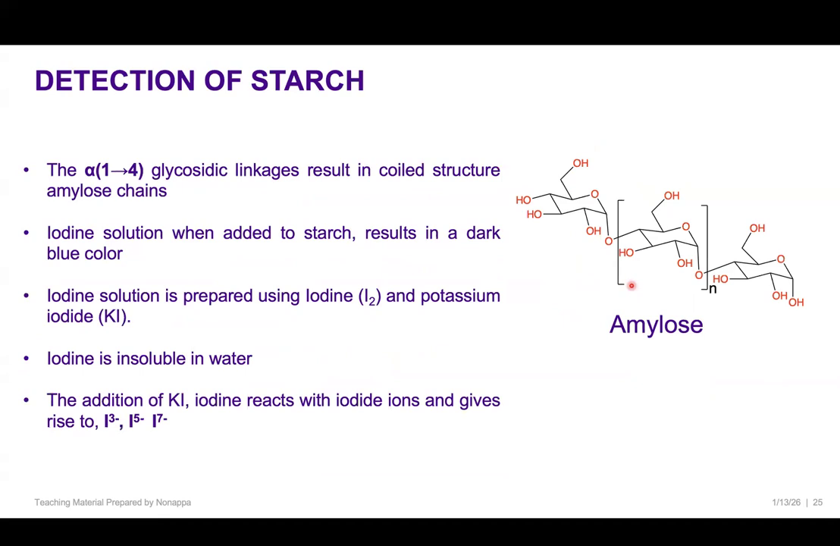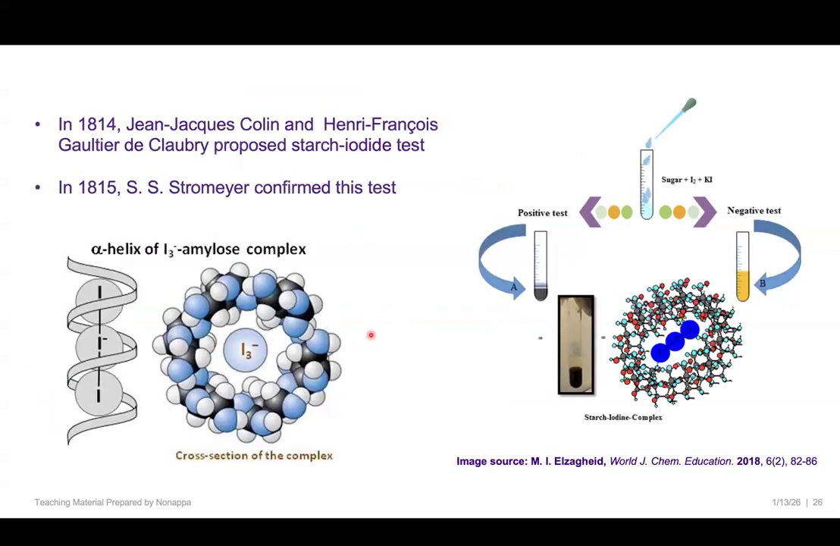Now, there is a beautiful test to detect starch in any food item or fruits or any other substance. This is the starch iodide test. And this is a very old test where you use iodine solution or I3 minus, like a mixture of iodine and potassium iodide. That will give a very dark blue color. This test was developed more than 200 years ago. And this is because when you have a starch with a lot of amylose content, amylose forms a very nice helical structure and it forms a complex with I3 minus that gives a dark blue color.